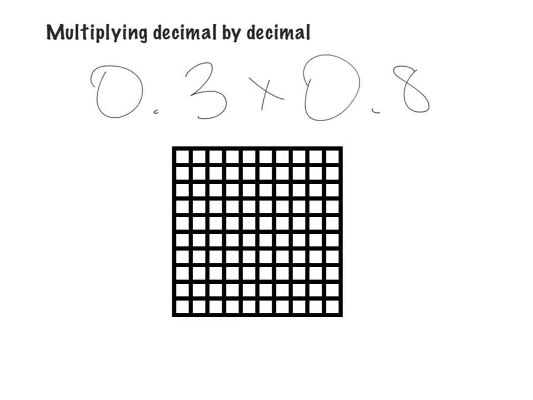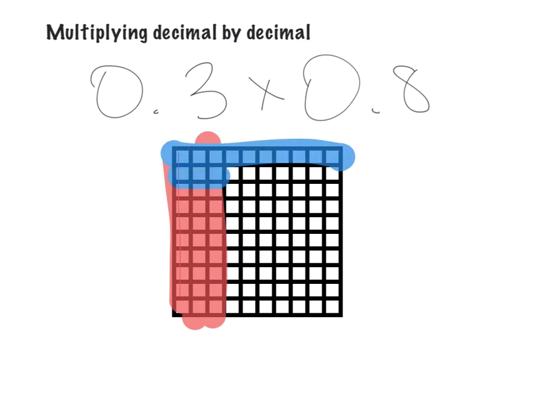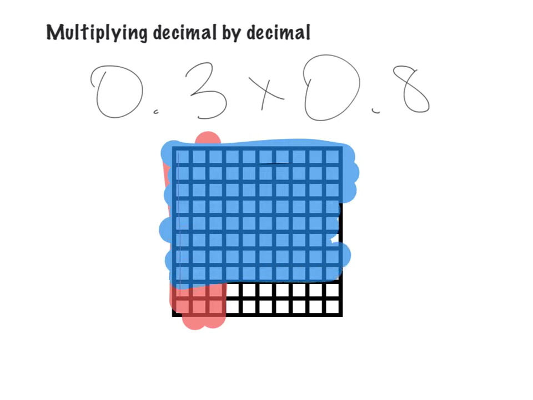Now we have a decimal times a decimal. We have 3/10 times 8/10. So I'm going to highlight vertically and horizontally. So I'm going to do 3/10 vertically, and then I'm going to do 8/10 horizontally. Okay, so now the key important thing is that you're going to look at where they overlap and see how many squares that is. And 1 square is 1/100th.